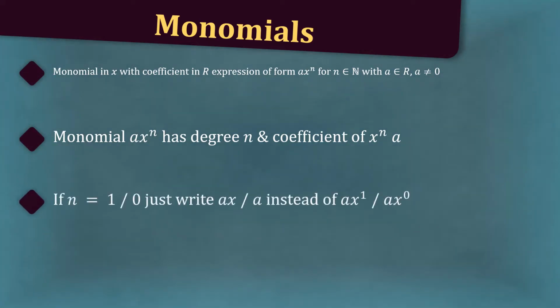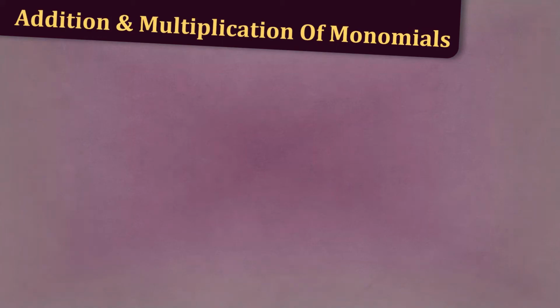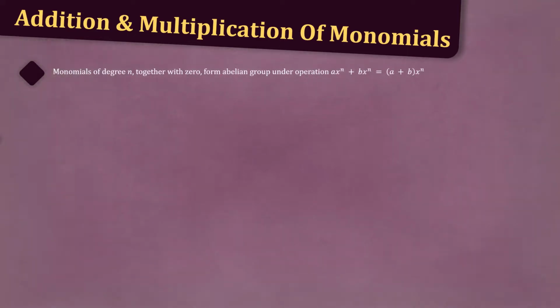If n equals 1 or 0, then we just write ax or a instead of ax^1 or ax^0. Now, let's state addition and multiplication of monomials. The monomials of degree n, together with 0, form an abelian group under the operation ax^n + bx^n = (a + b)x^n.